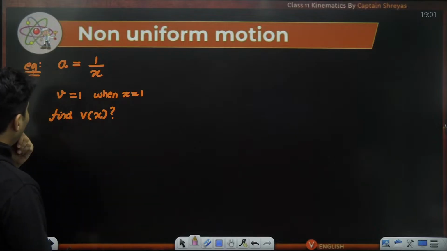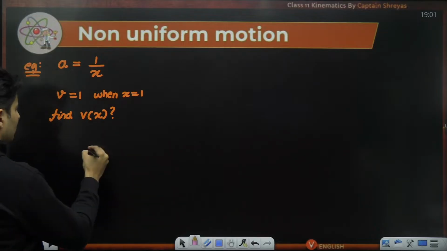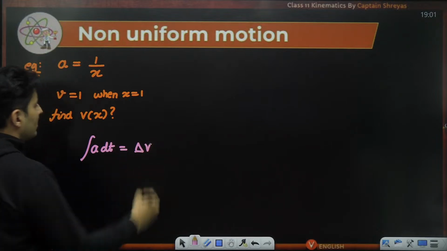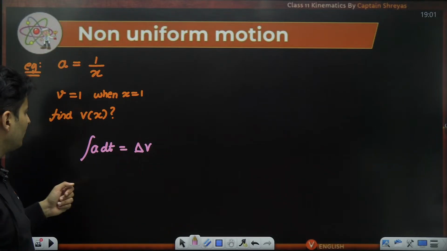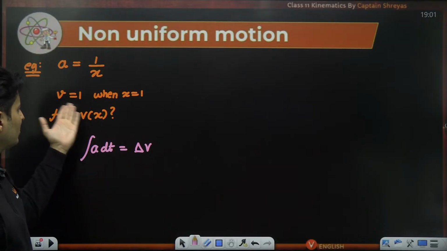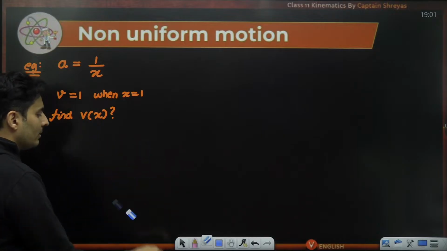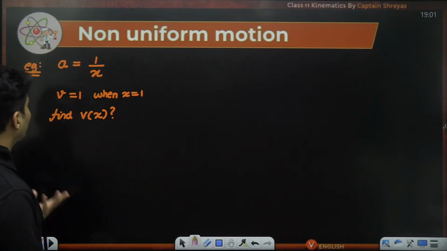Okay, so how do we do integration? But see guys, integration of acceleration with time I can do. I'll get change in velocity or velocity as a function of time. But there is no time over here. So my usual formulas are no longer applicable. Oh my God, so what to do, sir? Go back.